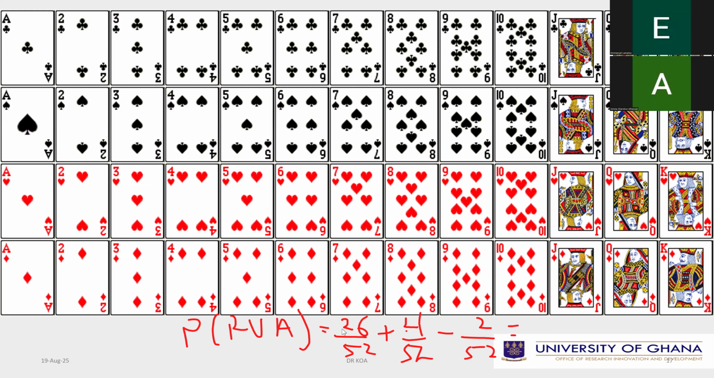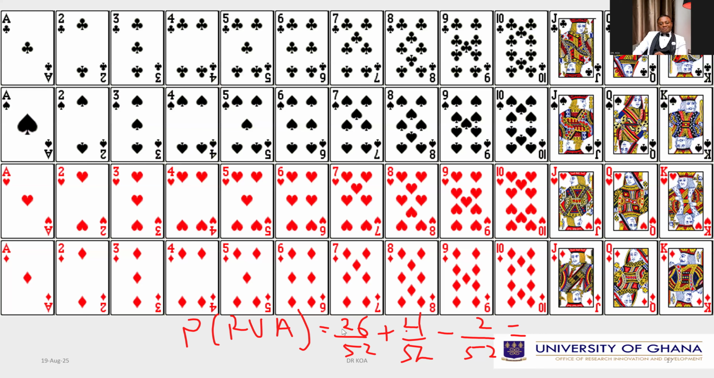So this is how you're going to find your probability of red union aces. When you do that, what do you get? Since the denominator is the same, you're going to get 26 plus 4 minus 2. That'll give you 28 divided by 52. And that is your probability of red union ace.